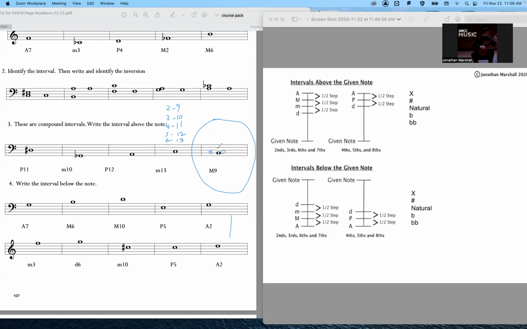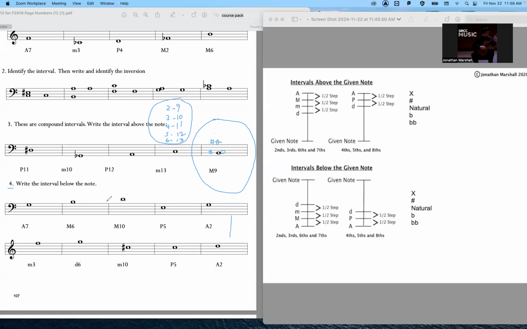So you would simply just have to write this same note a ninth up, which would be up here. You just take that C sharp and raise it an octave. And that's all you do. You can do the same kind of method for every single one of these here, and we did that in class. I'm going to keep this information right here, but let's go down to this part 4 here. And it says write the interval below the note.